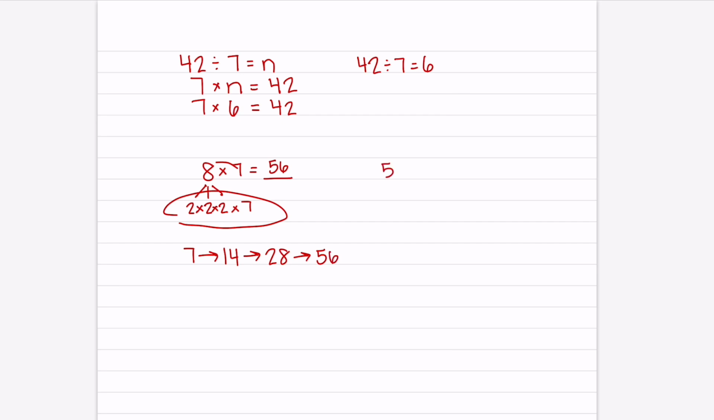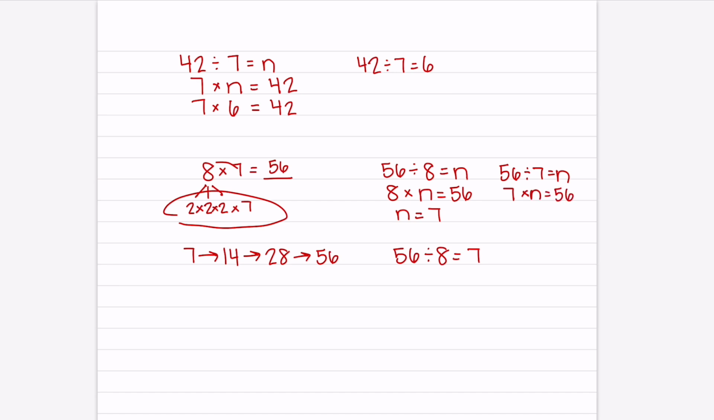So if I see the division problem, 56 divided by 8 equals a number, I know that I can rewrite it as 8 times n equals 56. And I know that n equals 7. So therefore, I know that 56 divided by 8 equals 7. I also know if I were to see 56 divided by 7 equals a number, I can rewrite that as 7 times n equals 56. And we know that 7 multiplied by 8 gives us a product of 56. So therefore, we know that 56 divided by 7 is equal to 8.